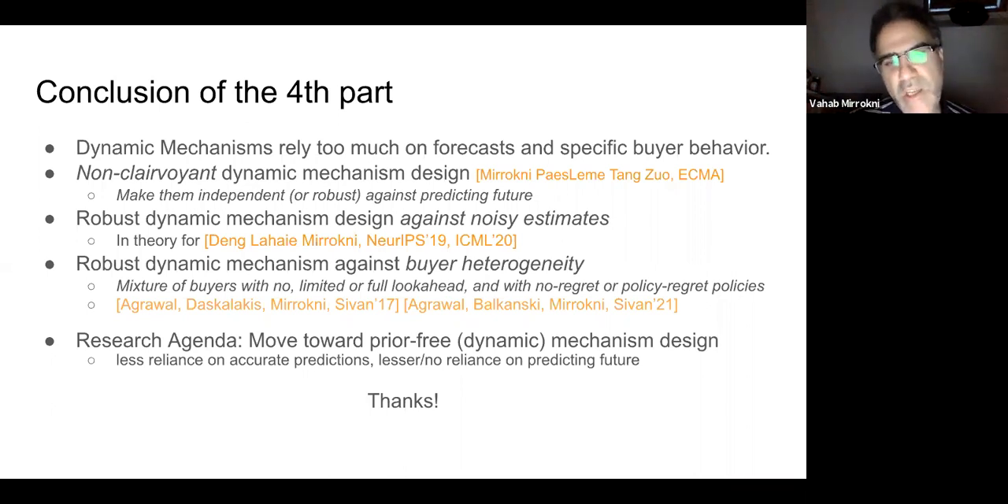So the research agenda in general is to move toward, I said prior-free, but yes, more robust dynamic mechanism design, an agenda that's less dependent on the predictions, because if we make it too dependent on the predictions, it becomes a bit useless. So we have to make sure that it becomes robust. That is all. If you have questions about the third and fourth part, we have time for questions, I think.